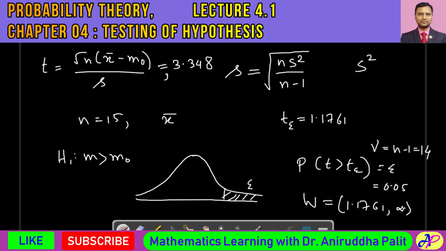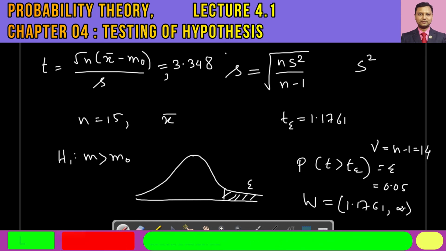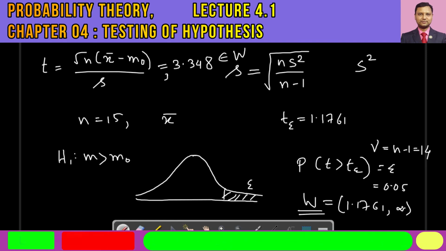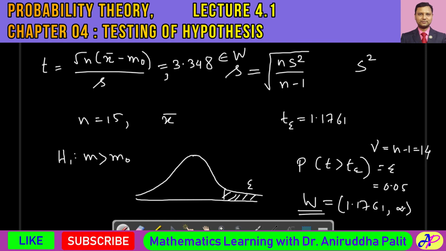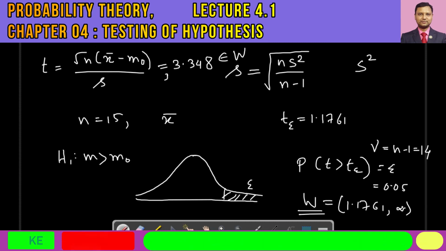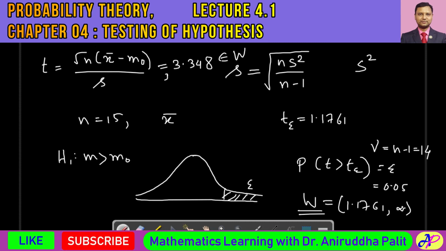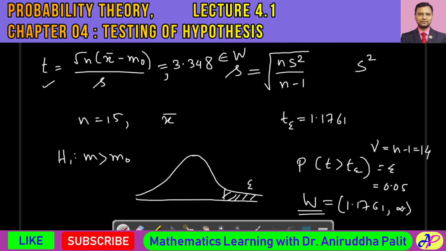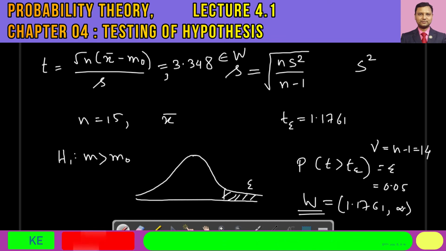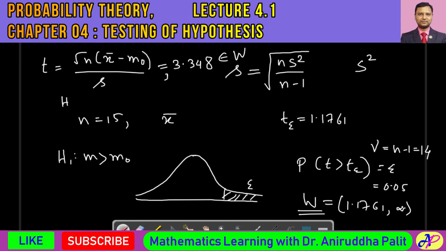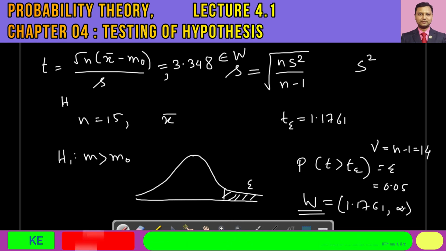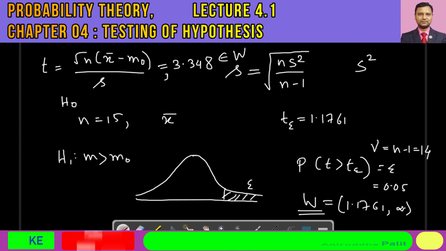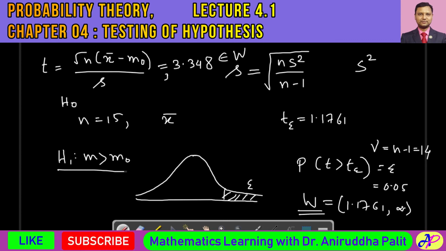Okay, so you see over here, this value of t belongs to this critical region W. This critical region W starts from 1.1761 to infinity. So this is what we find, that t belongs to this 1% critical region W. If t belongs to this 1% critical region W, it means that if we get the value of the test statistic in the critical region, then H0, the null hypothesis, has to be rejected. And in that case, the alternative hypothesis has to be accepted.